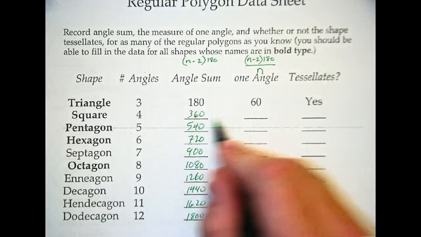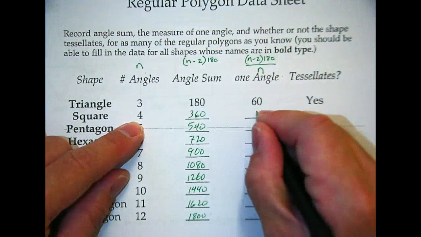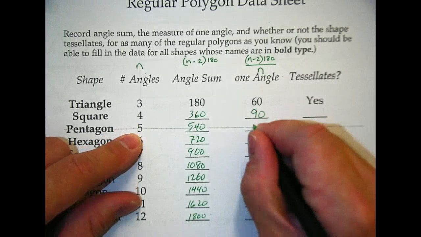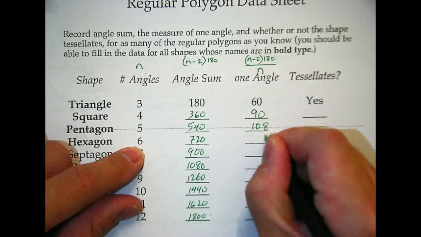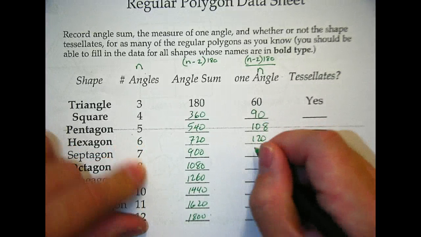So I'm going to take my n minus 2 times 180 and divide it by n. So 360 divided by 4, this is our n, is 90. Divided by 5? 108. Divided by 6? 120. Divided by 7?